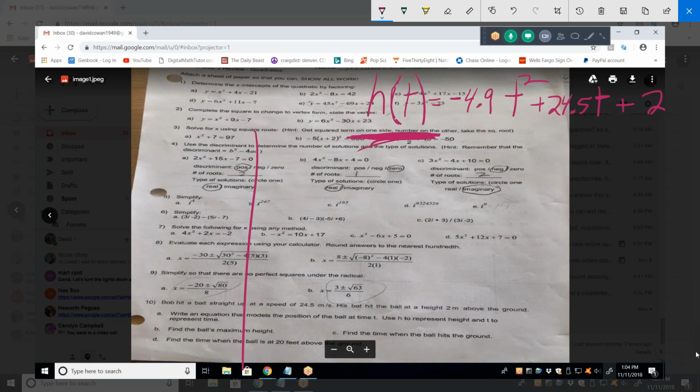Okay. What are we looking at? We're looking at what kind of a shape? Okay. Let's pretend the parabola looks like that. So what am I looking for to find its maximum height? The vertex.